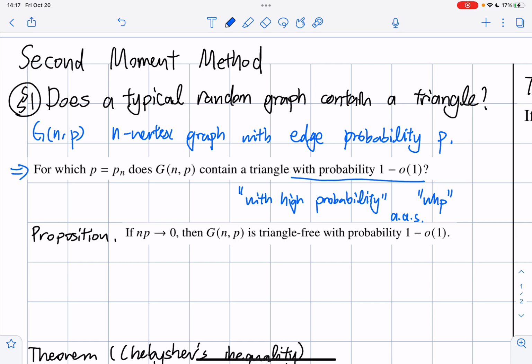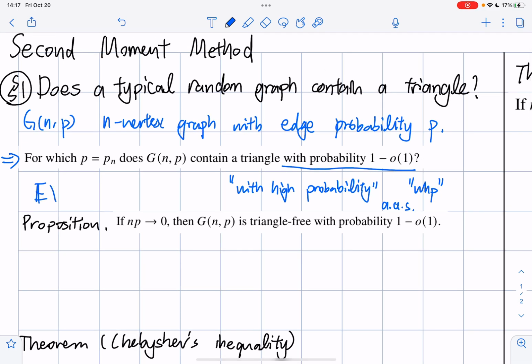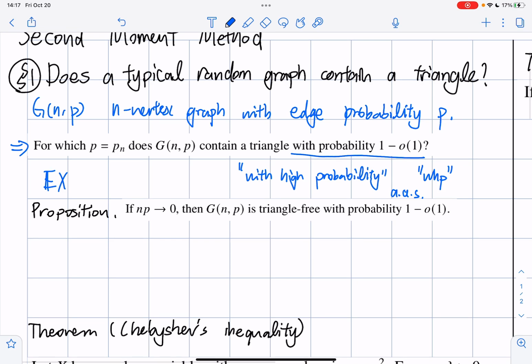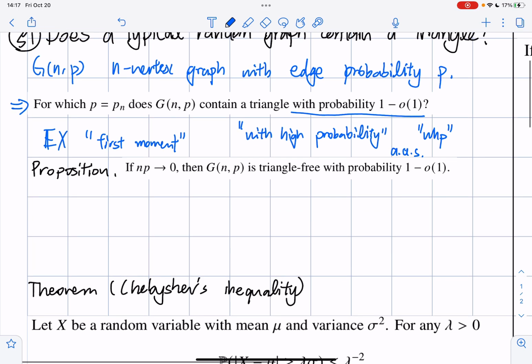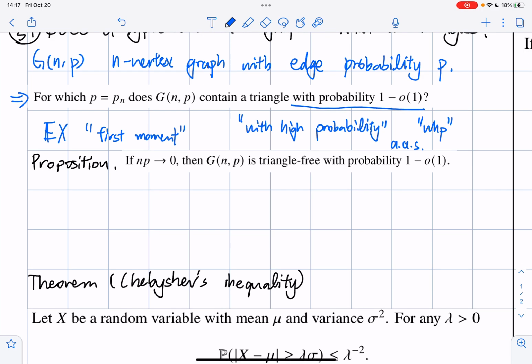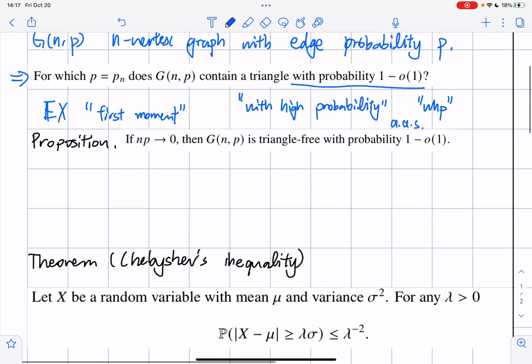By computing the expectation of X, which is known as the first moment, we deduce the following proposition: if np tends to 0, then G(n,p) is triangle-free with probability 1 minus little o(1). And we can prove it. First, we let X be the number of triangles in G(n,p).